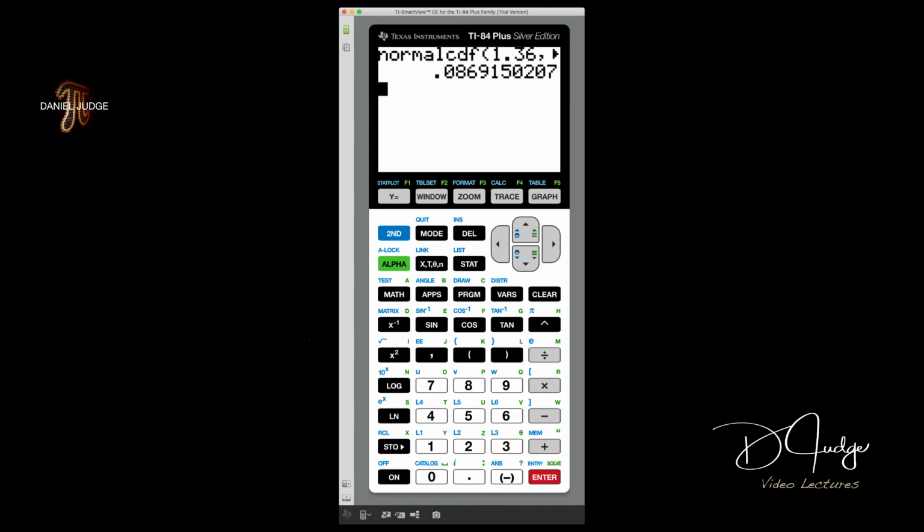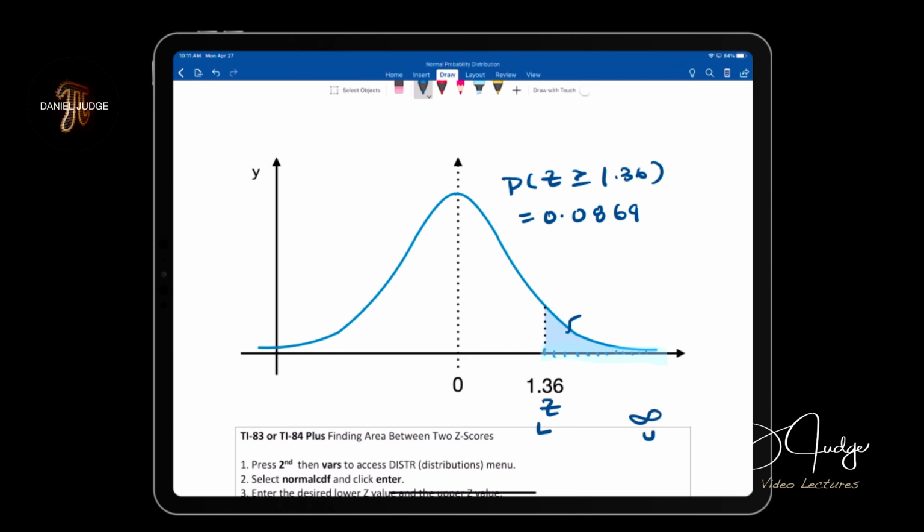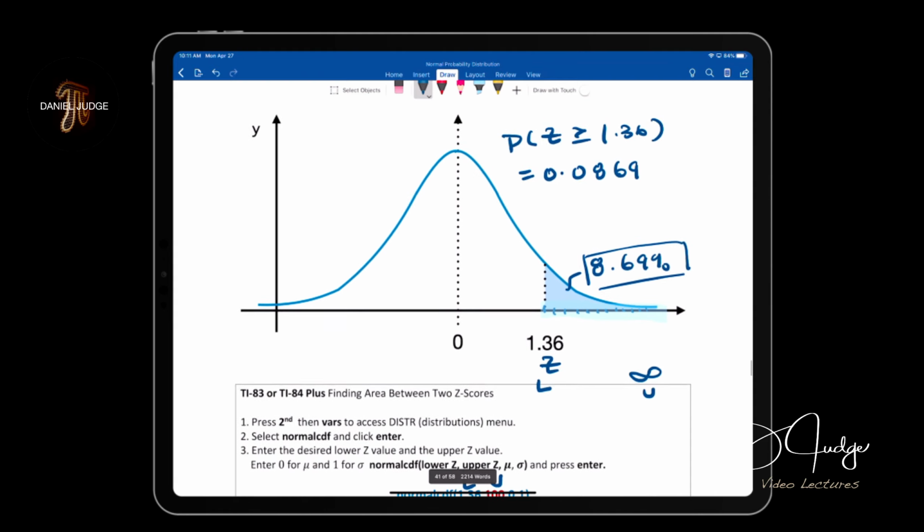And that's as a probability. Oops, sorry. Let me double check here. Let's not forget there's a 0 there, right? So 0.0869. That's as a probability value. So if you move the decimal 2 spaces over, that's 8.69%. That's in the right tail. All right, you guys okay with that?